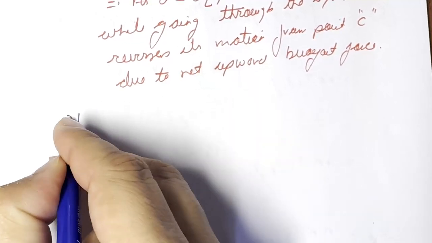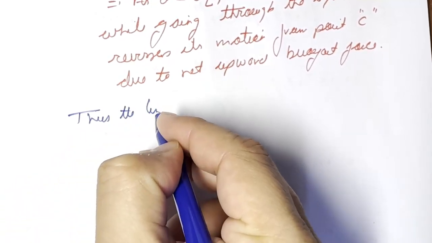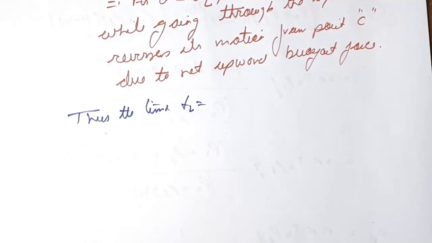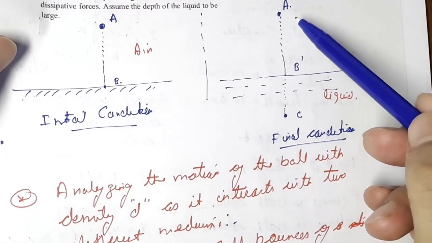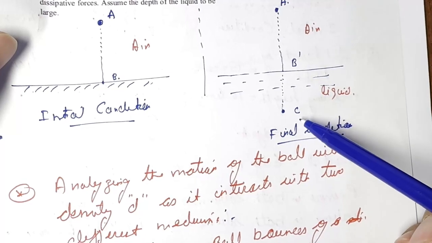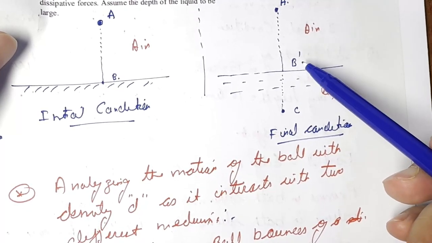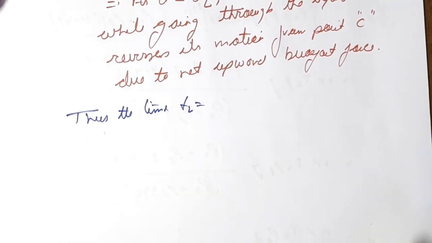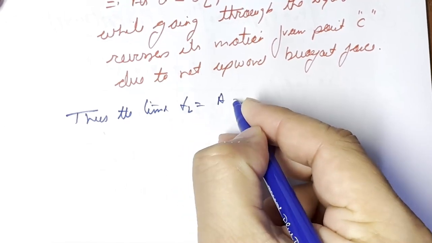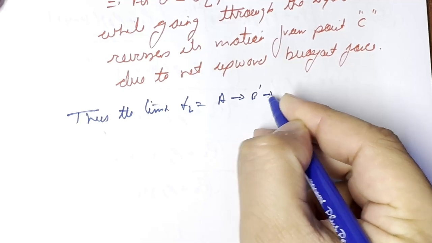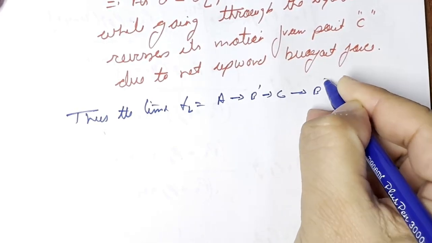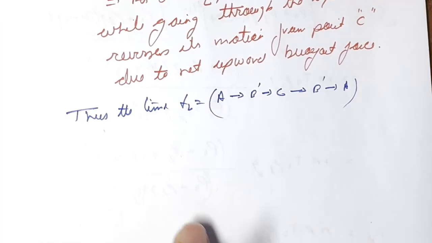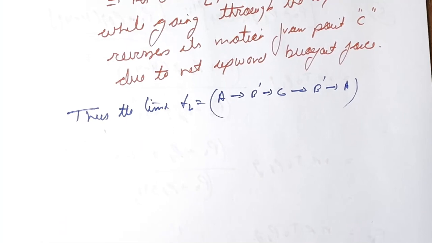So we can say thus the time T2 will be equal to A to B prime, B prime to C, then C to B prime, and B prime to A. So this is the total time T2. So we have to find out what will be the T2.